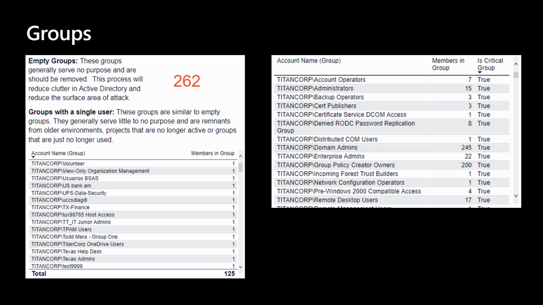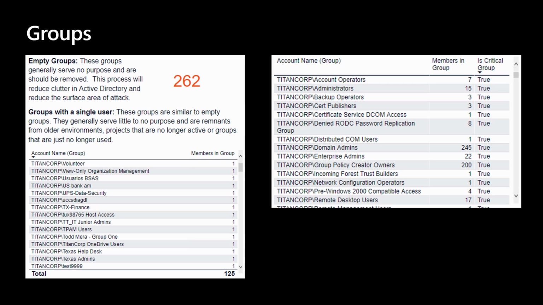Just because a group isn't domain admins or enterprise admins doesn't mean that that particular group doesn't have some sort of elevated access on certain resources or access to certain data. Finding these groups and understanding what they're for, are they needed, and getting rid of them if they're not needed, I think is a start to taking care of this issue of these empty groups.